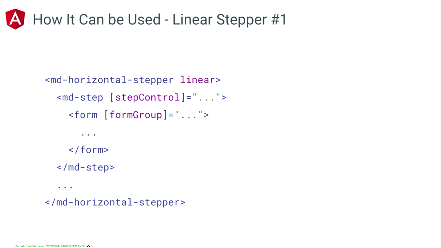And this is how users would use the stepper components to create a linear stepper. Using the forms isn't required, but if the users were to use the forms to create a linear stepper component, then they would need to put in the input linear for the stepper. And then for each step, they would provide an input of step control, which is the type of abstract control of the top level. For this approach, the user would be using one form group for each of the steps. So each step would be an independent form group.